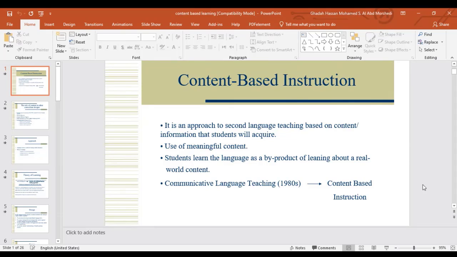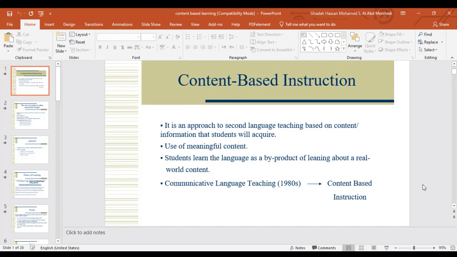So the approach or the instruction of the content-based. It is one of the approaches for teaching the second language. So for example, like teaching English or other languages, the focus will be on the content. So the students will get some information about a topic or about a theme. And this content will be meaningful for the students.